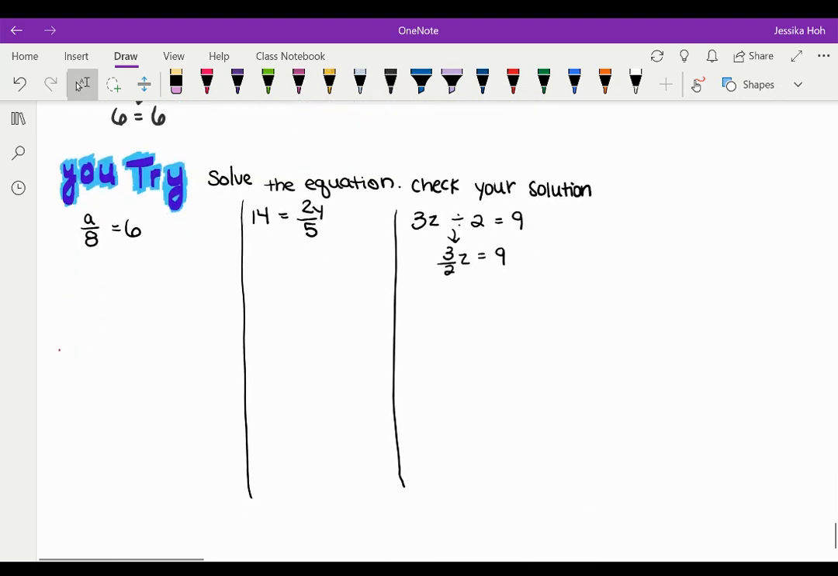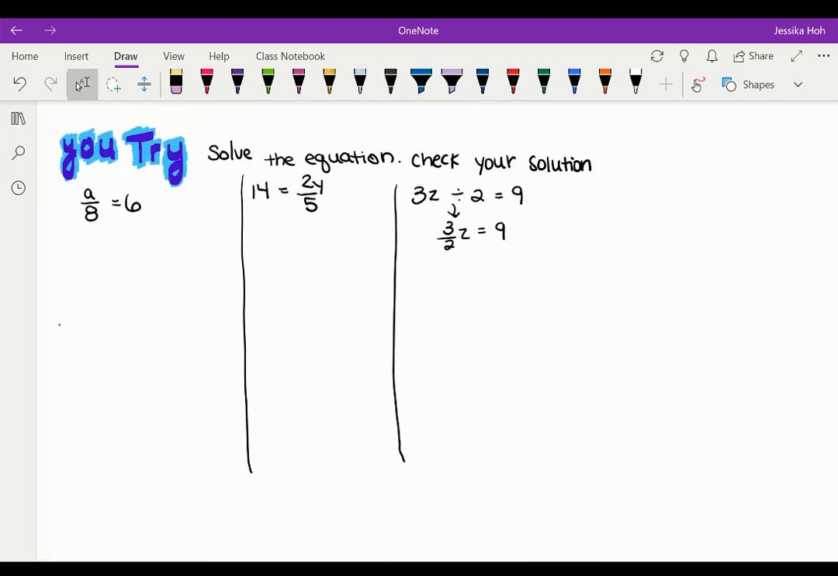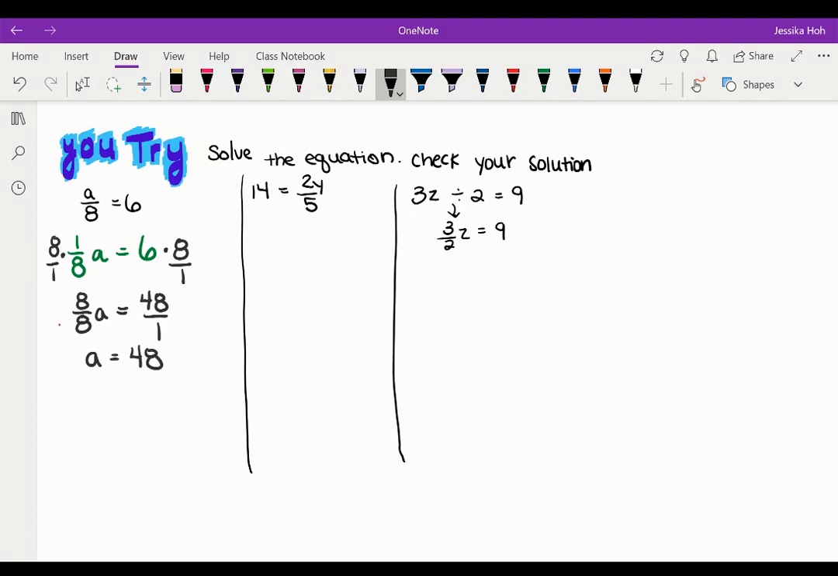I do have a few you-tries to try out. You can pause the video now, and then you can check your answers with me. I'm going to rewrite it as 1/8 a equals 6. Again, times it by its reciprocal, times both sides by 8 over 1. Gives me 8 over 8a equals 48 over 1. A equals 48.